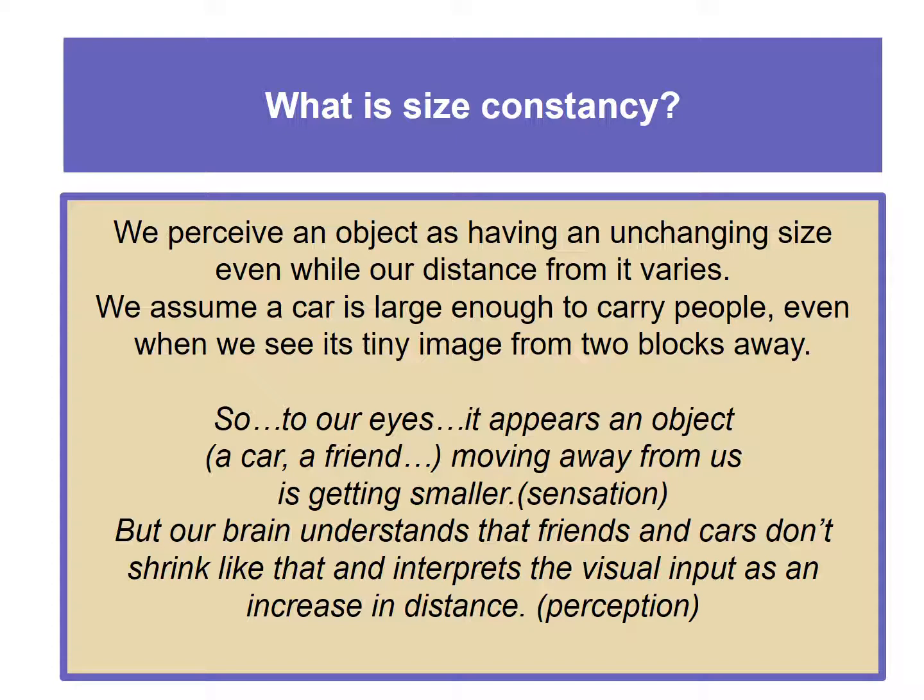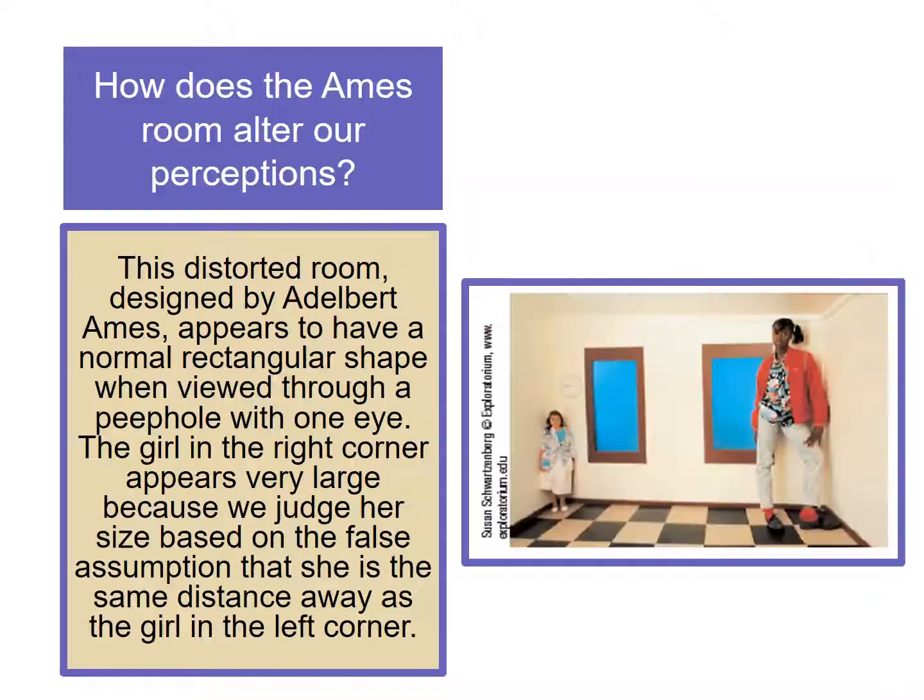So to our eyes, it appears an object moving away from us is getting smaller. But our brain understands that friends and cars don't shrink and interprets the visual input as an increase in distance, which is a perception. The last part is the Ames room summary.